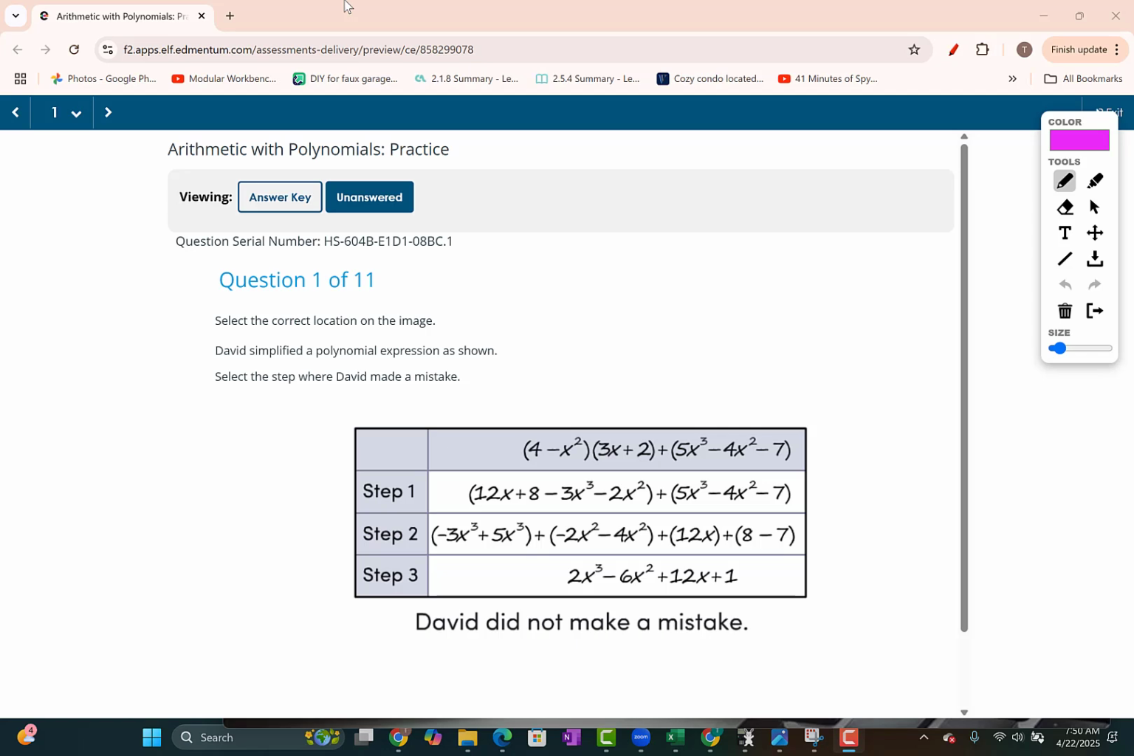Question 1. David simplified a polynomial expression as shown. Select the step where David made a mistake.